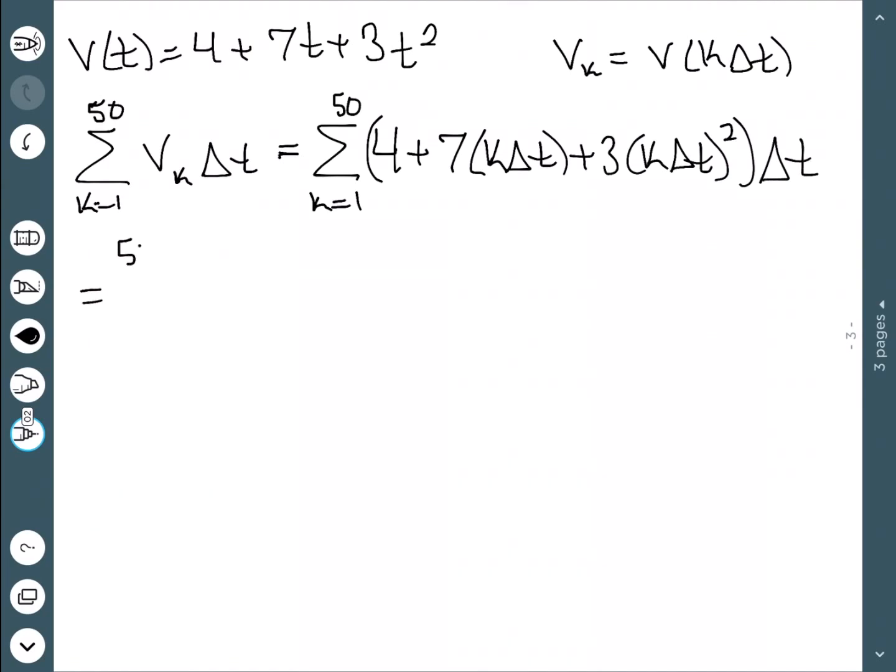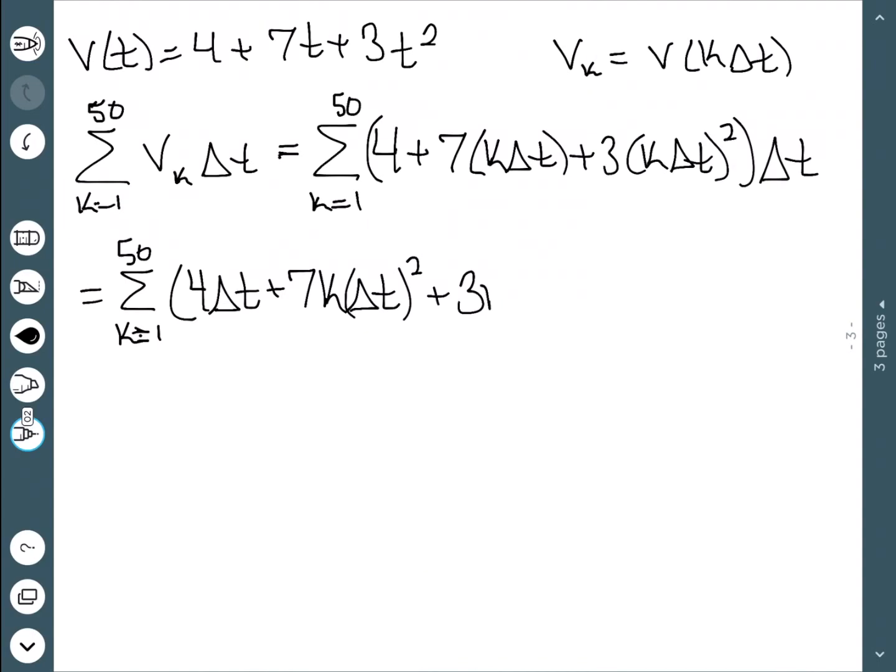Now we can try to simplify this just a little bit. I now have the summation of 4 delta t plus 7k delta t squared plus 3k squared delta t cubed. And now I want to add all of this stuff up. First, 4 delta t is just a constant. We know what that value is. So that sums up to 4 delta t times n, which in this case is 50.